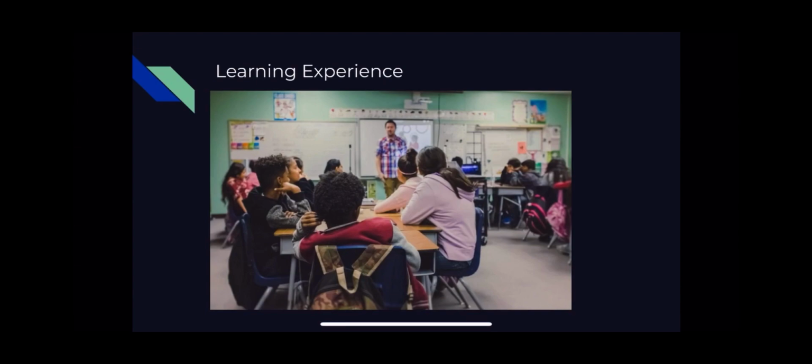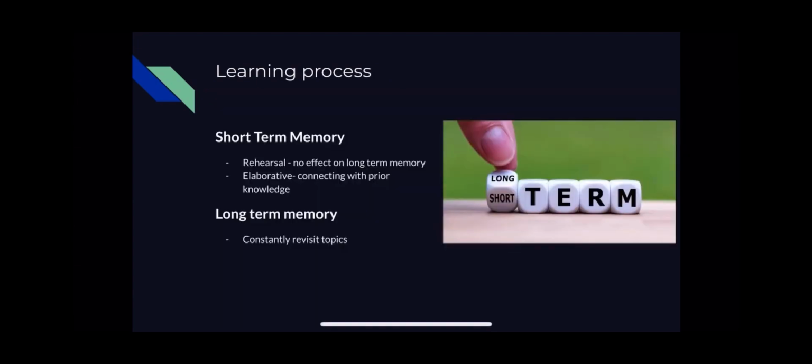So now let's get into the learning experience. There's two things you want to know when you're trying to make students remember criteria or learning. You have a short-term memory. You also have a long-term memory. So first, let's get into our short-term memory. Our short-term memory is composed of two different ones. It's rehearsal, which has no effect on our long-term memory. And we have elaborative, which is connecting with prior knowledge.